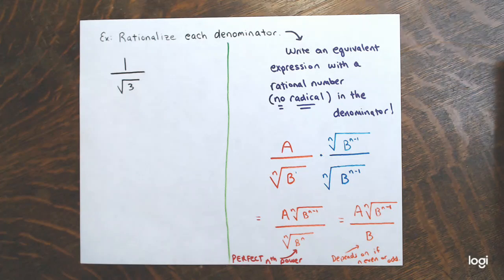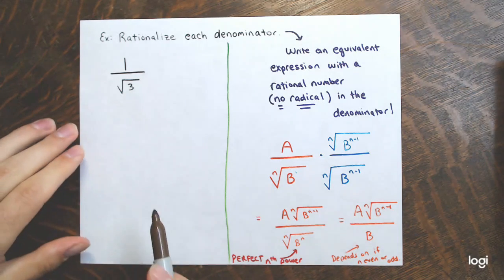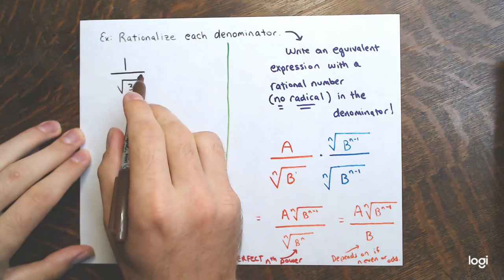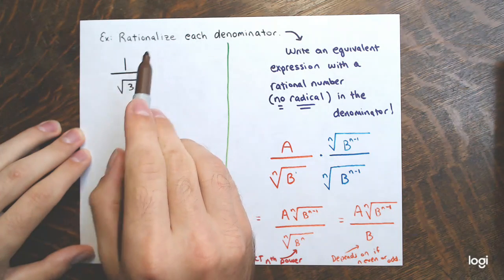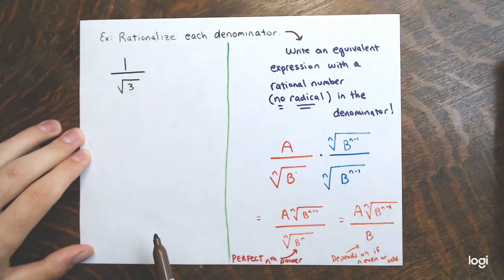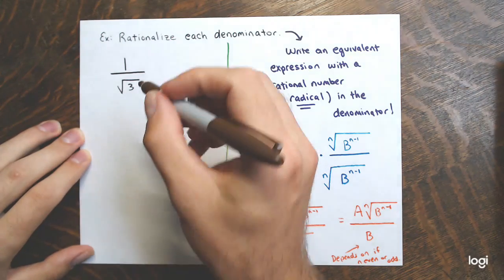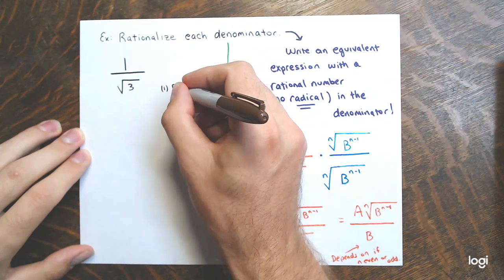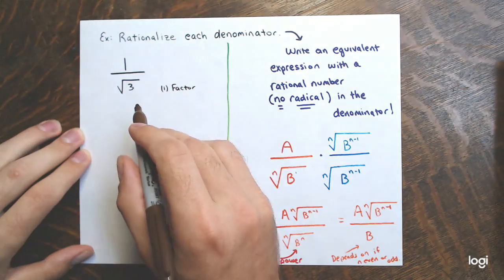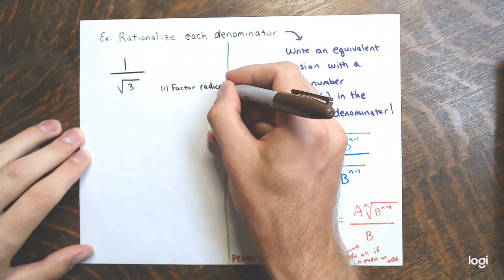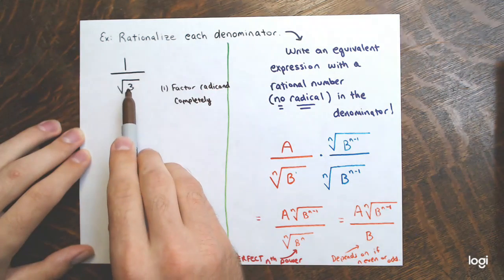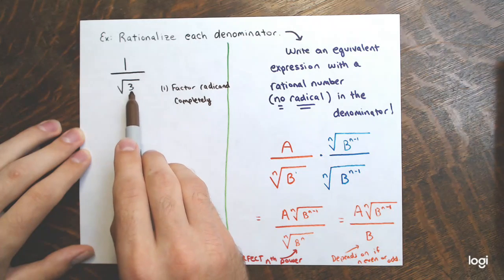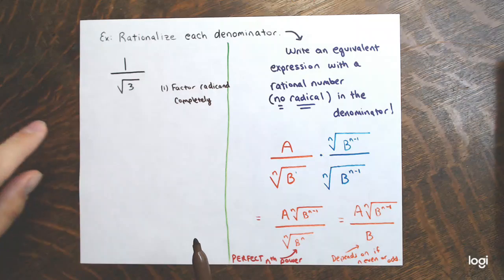Okay, so my first example, and all the examples are like this: we've got 1 divided by the square root of 3. You see this is a denominator that is not rational, because the square root of 3 is an irrational number. So we're asked to rationalize this. What I like to do is first factor the radicand completely, if it's just a single term like this. The radicand 3 is already factored completely. It's already prime, it's 3 to the first power.